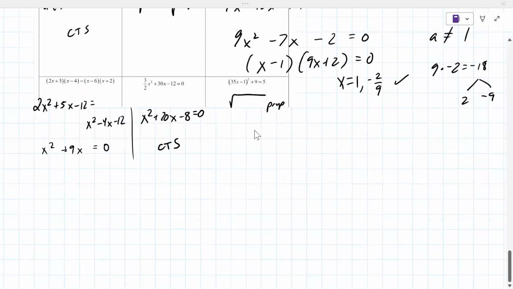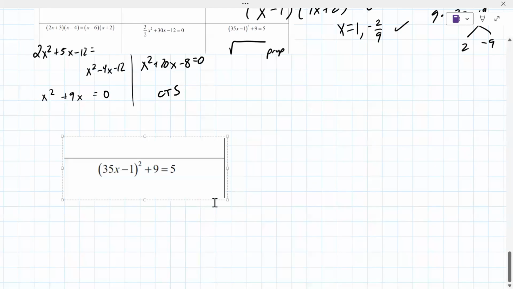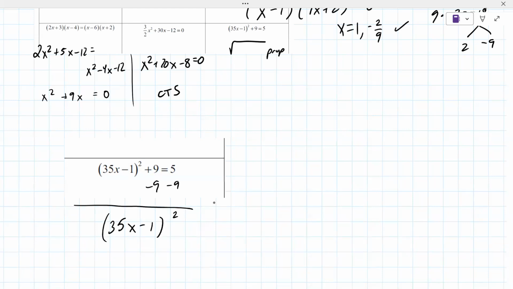Yeah, the one on the lower right though, I want to bring that one up, because when you subtract 9 from both sides here on the lower right, you get a negative number. And you can't take the square root of a negative number. Your answers, you have complex solutions, with i in them.